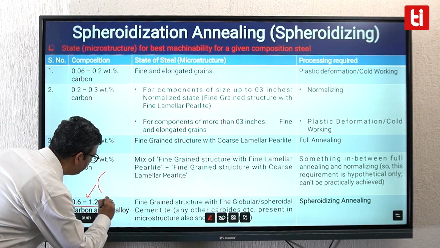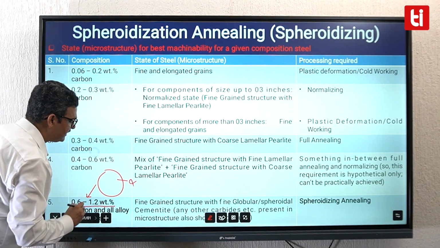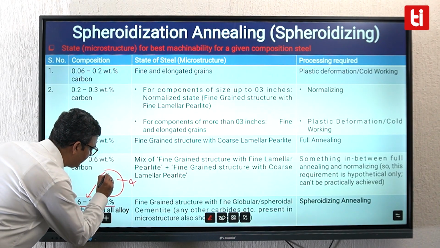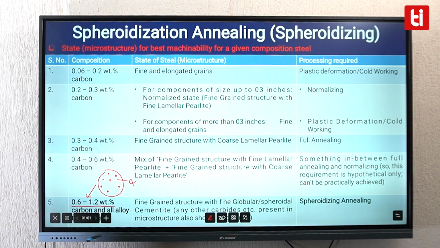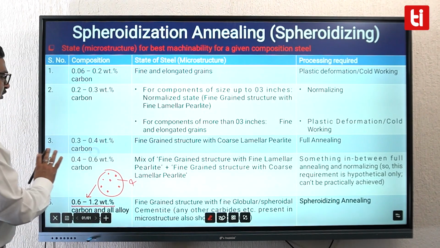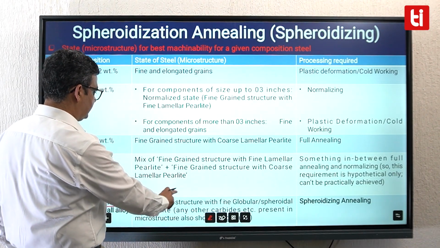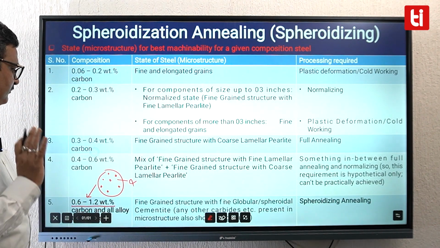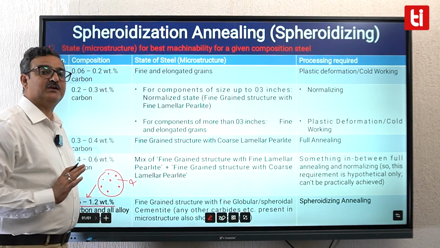So if you can somehow bring, I'm not showing grains over here, if this is your ferrite matrix and you do not have any lamellar or any other morphology for cementite and carbide, rather they come in this form, students, machinability would become tremendously high. So that's the aim of spheroidization annealing, to bring this fine grained structure with fine globular or spheroidal cementite or any other carbide present in ferrite matrix in the microstructure.